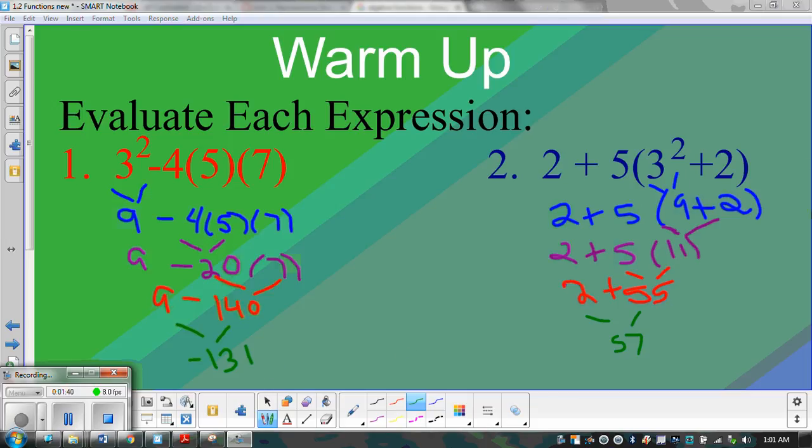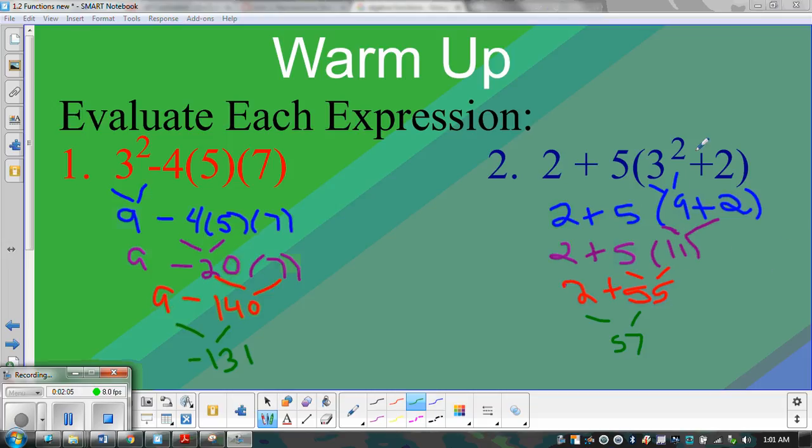Looking at number 2, did you look here? We actually have a problem inside parentheses. So this is where our focus begins. Inside the parentheses, I do have exponents. That is going to come before I add. 3 squared is 9. Then I rewrote the 2 plus 5, the parentheses, and the 9 plus 2. Next, I solved in the parentheses. 9 plus 2 is 11.